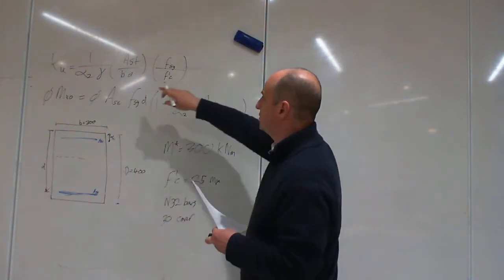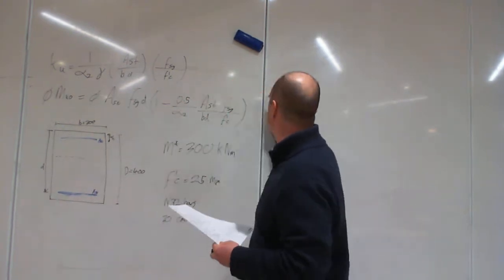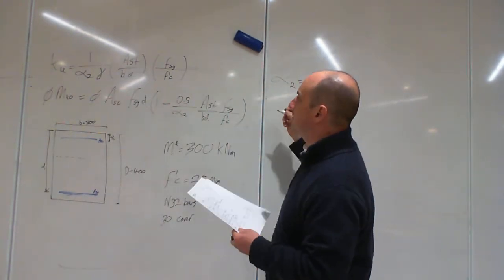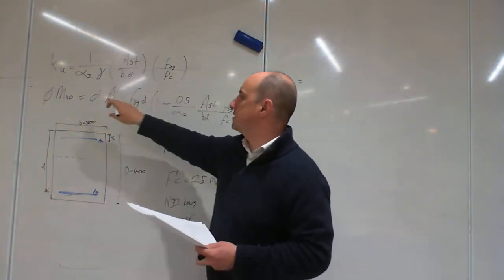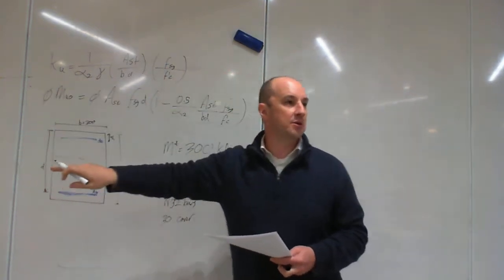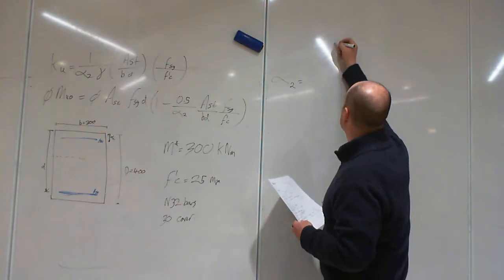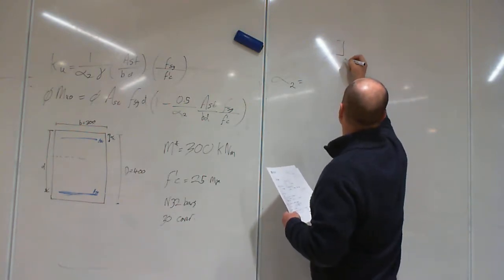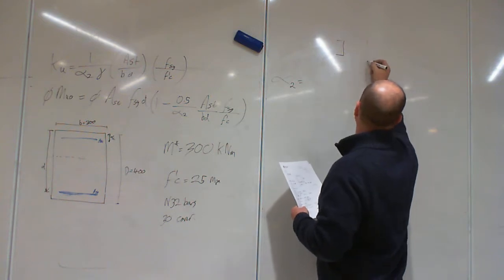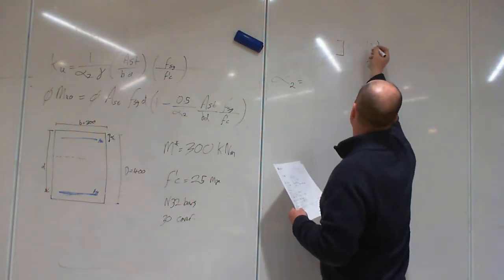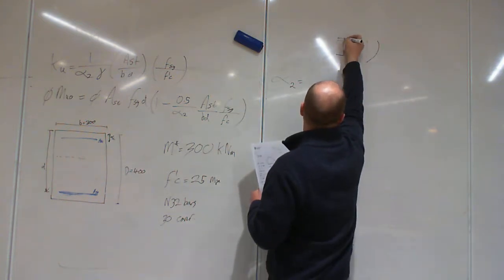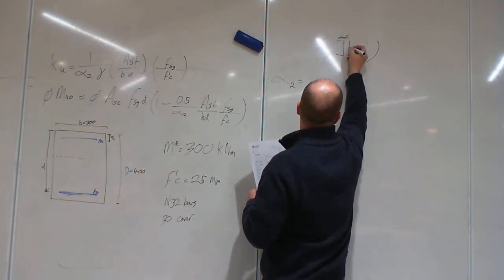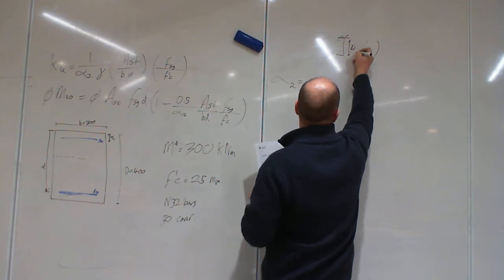Oh yeah, let's get these out too. Alpha 2 is the amount of the rectangular stress block. You remember the real stress on the concrete is like that, and we approximate it to that. And that amount is alpha 2 times F dash C, and that dimension there is gamma times D.